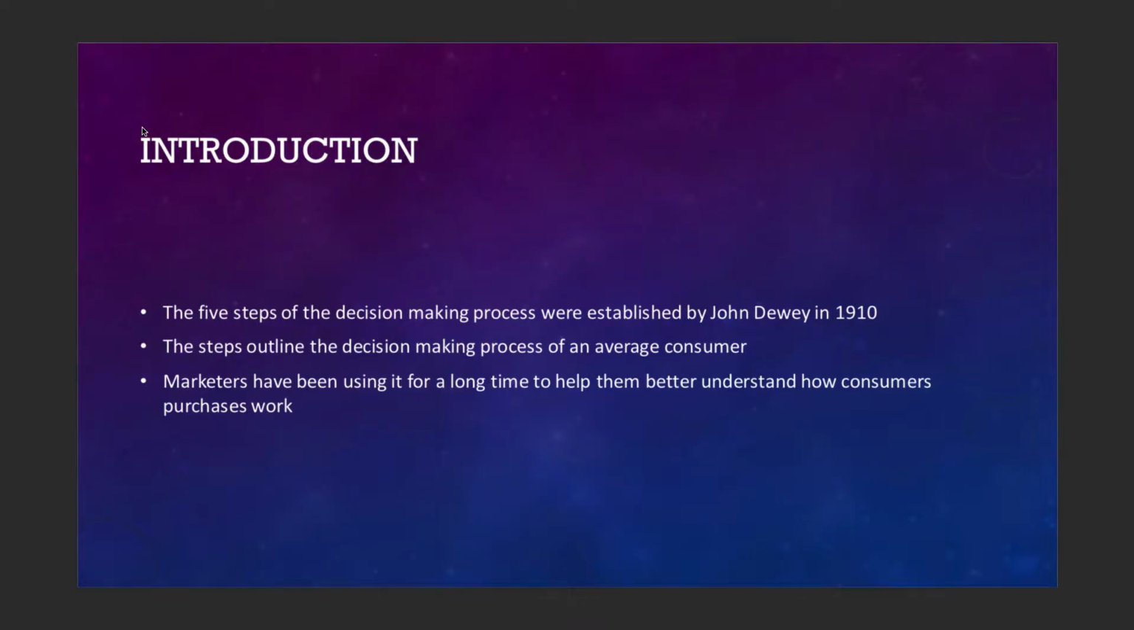The 5 steps of the decision-making process were established by John Dewey in 1910. The steps outline the decision-making process of an average consumer. Marketers have been using it for a long time to help them better understand how consumer purchases work.